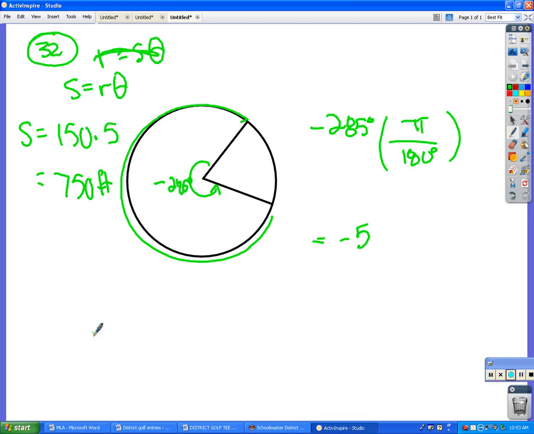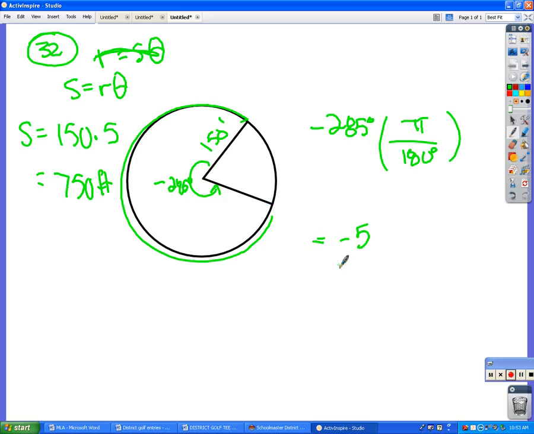We got 746. That's the answer. If you didn't round, you get 746-ish, which is a better answer. Why wouldn't it be negative? Because it's a distance that we're measuring right here, and you never measure distances using negative numbers. So if you come up with a negative number, you just change it. Where do you get 150 from? It's the radius of the thing.